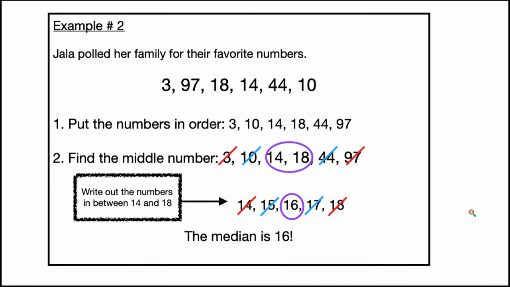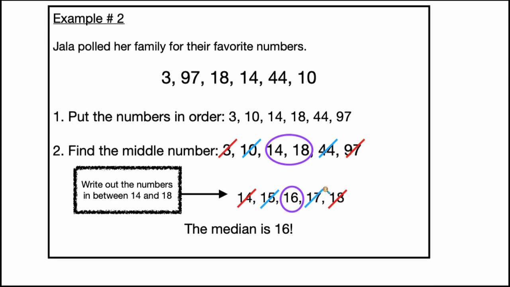Example number 2. Jayla polled her family for their favorite numbers. She has her list of numbers here. We'll put them in order. And then as we start working our way in, we see that there are two numbers in the middle. So we can do one of two things. We could go ahead and just add those numbers up, divide by 2, or we could write them out from 14 all the way to 18. So you'd write 14, 15, 16, 17, 18, and you'd work your way in just like we did originally, and you'll see that the median is 16.